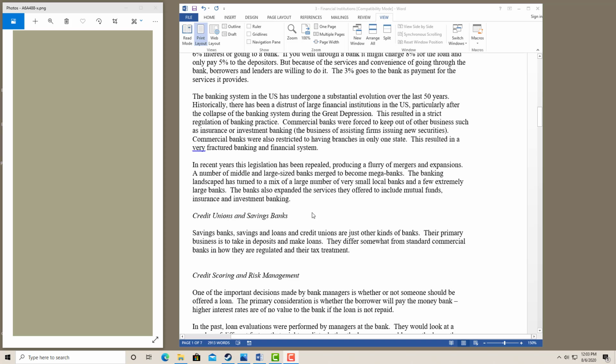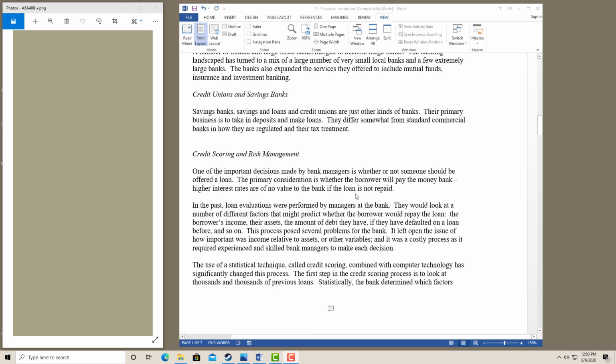Sometimes you hear the names credit unions and savings banks, and there are some regulatory differences between these institutions and what we call commercial banks, but really they all do the same kind of thing. They take deposits and make loans, so we can think about them in the same way.